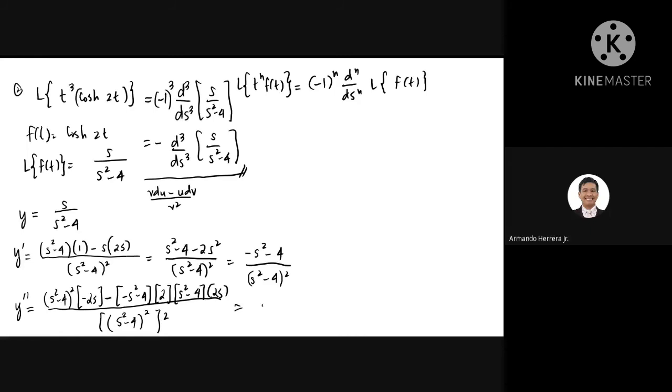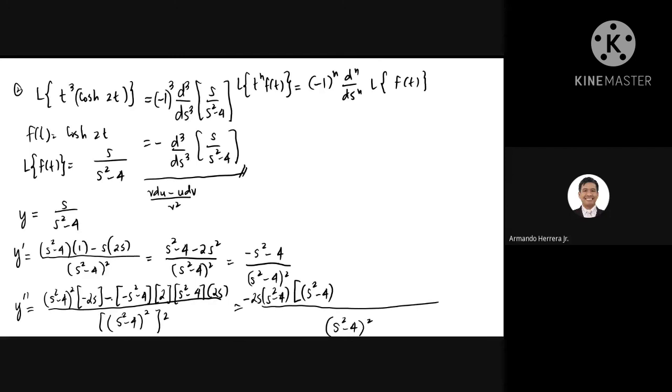So simplifying that, that gives us (s squared minus 4) raised to the second power. The common factor is (s squared minus 4) squared, so the common factor is s squared minus 4. You have 2s, you have 2s, so let's factor out the 2s. And then we have negative, that gives us negative quantity. So this becomes s squared minus 4.